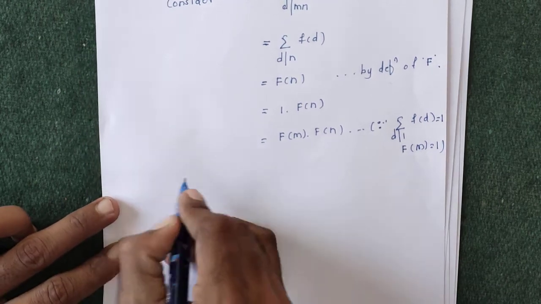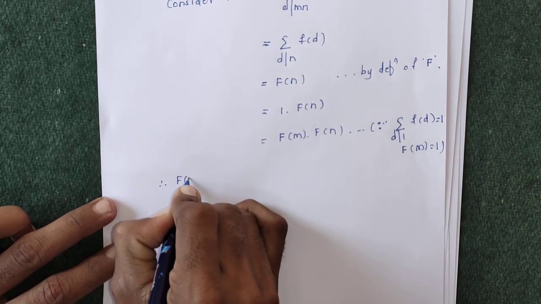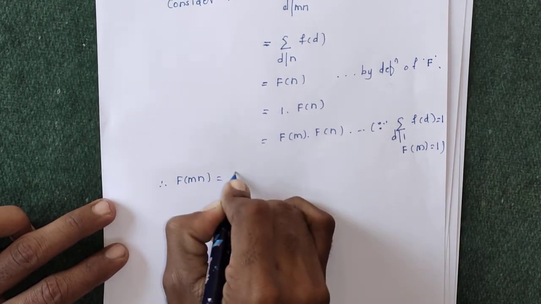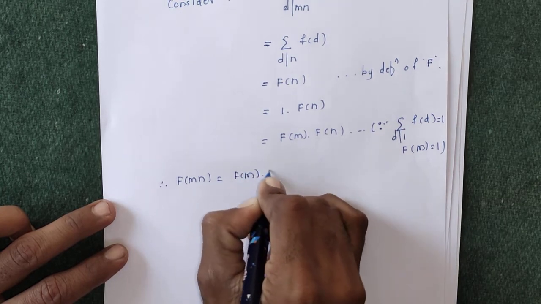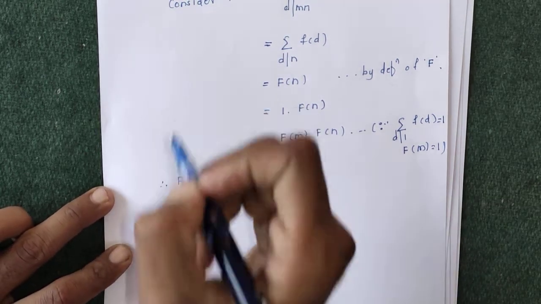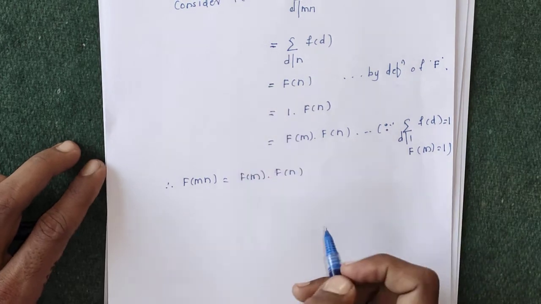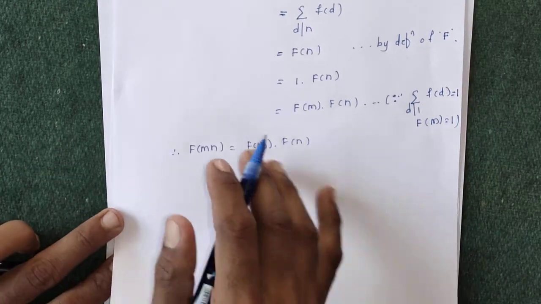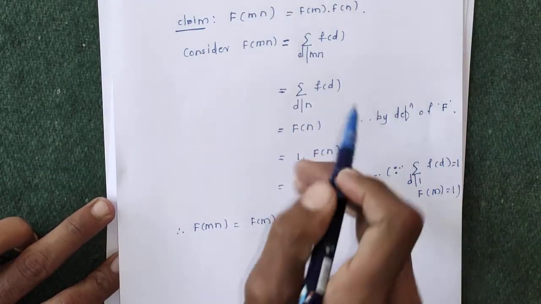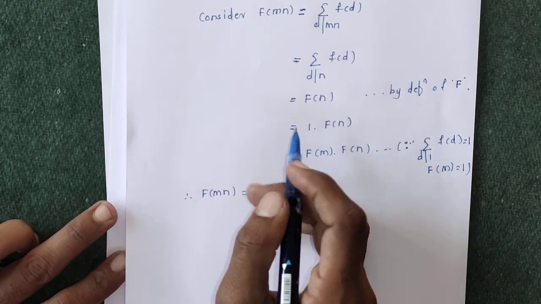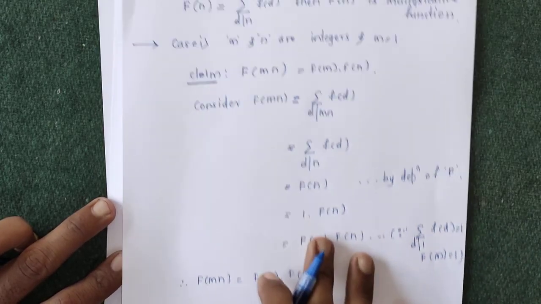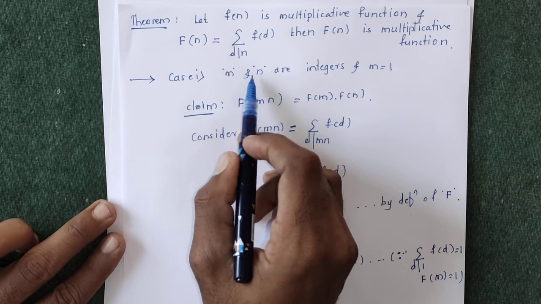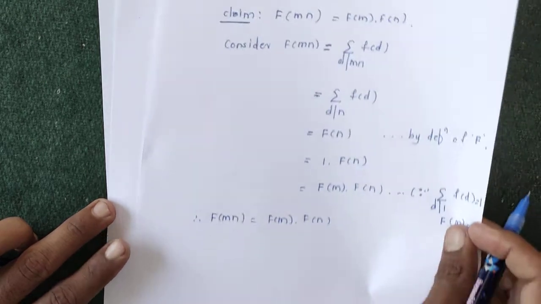Therefore f of mn is equal to f of m into f of n. Don't confuse small f and capital F. So now in the second case we are going to take n equal to 1. So our first two cases are just when one of these numbers m and n is equal to 1.